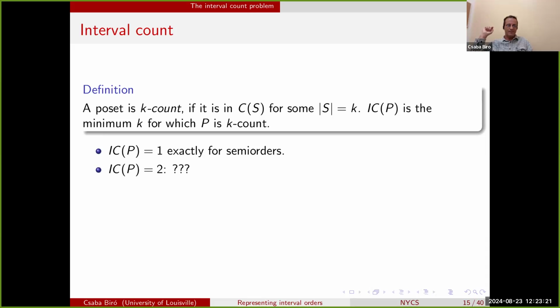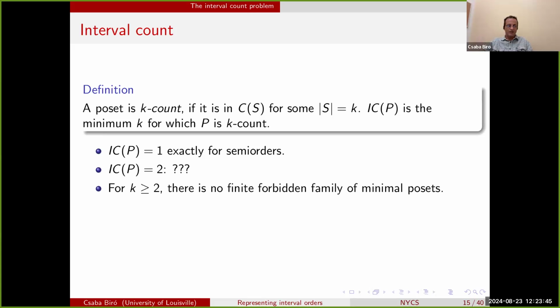What are the posets that can be represented with 2 different lengths? Well, we don't have a nice theorem for this. We don't have a nice characterization. We don't even know how hard it is to determine algorithmically if this is true about a poset. This is not known to be NP complete, or it's not known to be polynomial. It's just not known.